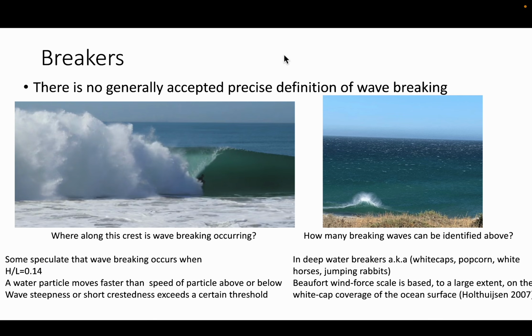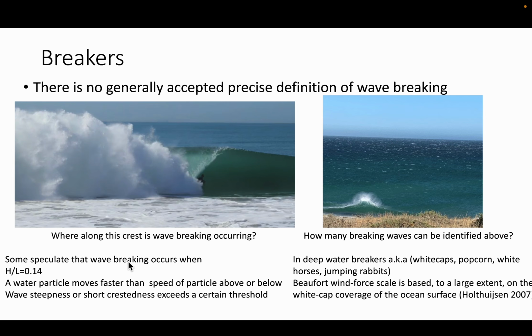Breaking waves. What is a breaking wave? There's no generally accepted precise definition of a breaking wave. So if this is the crest of the wave, where along the crest is a wave break occurring? I think everyone would say here it's occurring. Here probably. Here maybe. Here, who knows? Here, no, it's not breaking. Most would say at least. Over here, similarly, I see many white caps. Is this wave breaking? The point is, we don't really know.